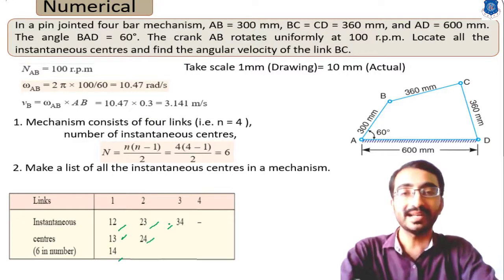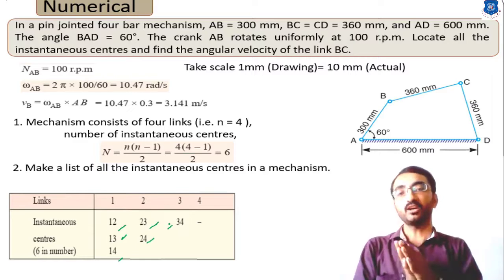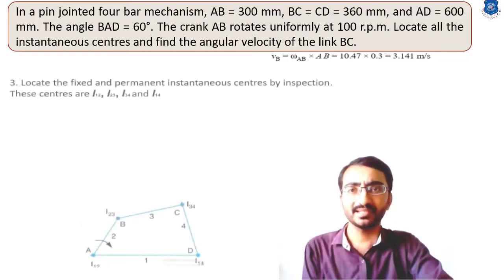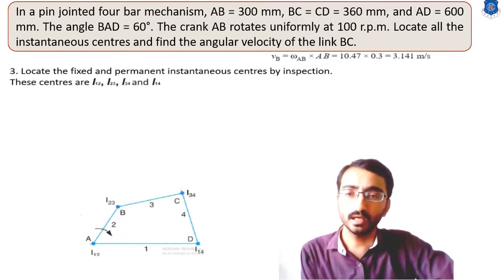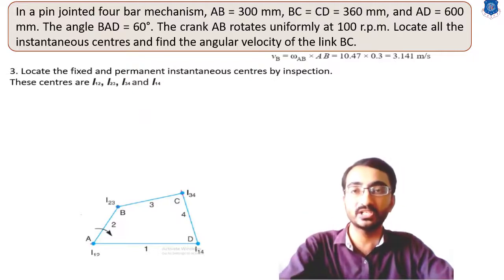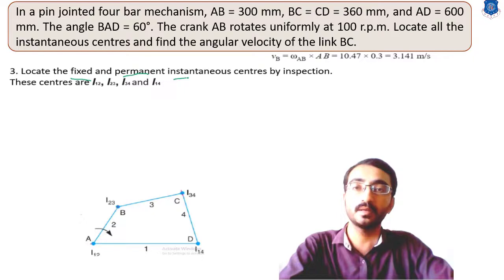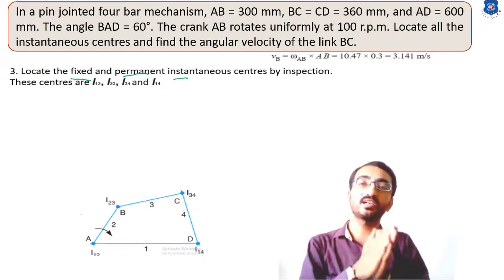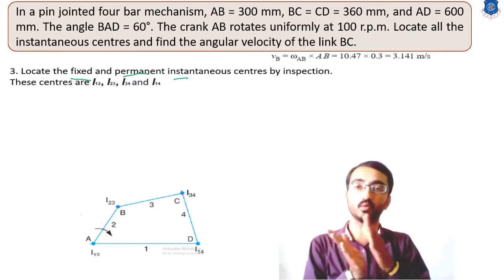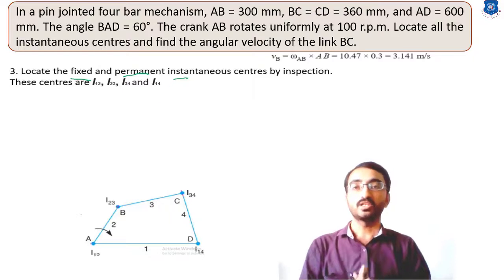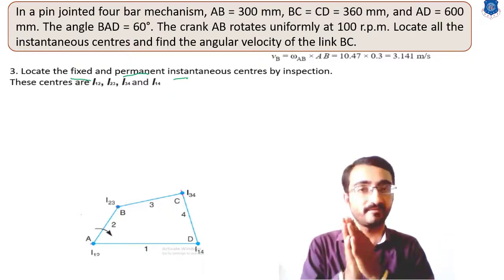Okay, so now let's start the method of locating these instantaneous centers. For this 4-bar mechanism, first we will locate our fixed and permanent instantaneous centers. Which are these fixed and permanent ones? Those instantaneous centers which do not change their position while rotating or while giving input motion to our mechanism are known as fixed and permanent.